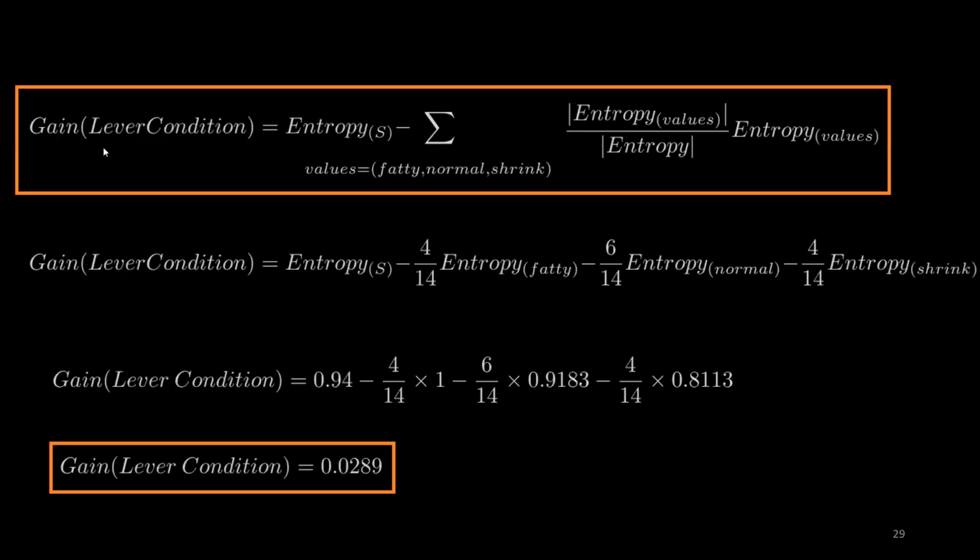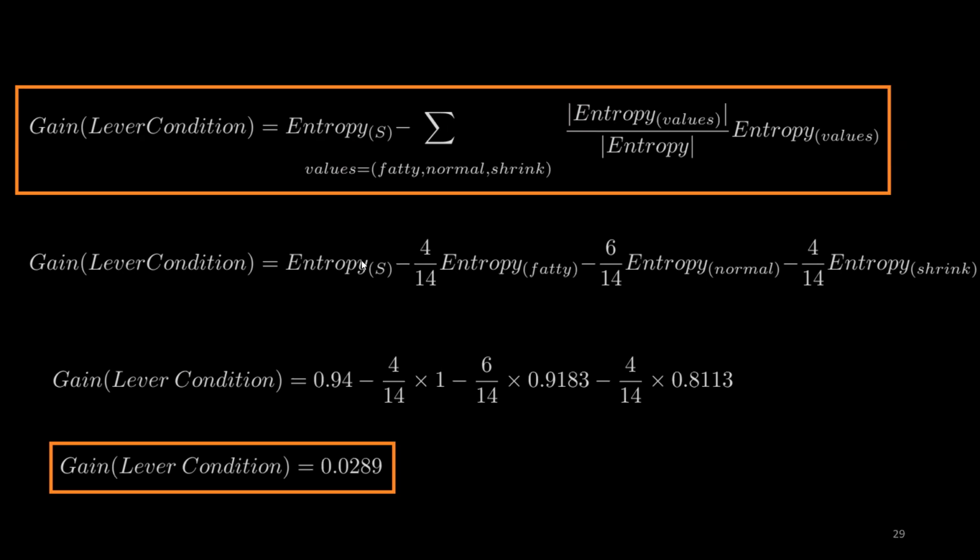Now it's time to find the weighted entropy of the liver condition. If we want to calculate the gain of the liver condition directly, we have to subtract its weighted value from the entropy S. This is the entropy S, which is the entropy of the data set, and this is our weighted value. Out of 14 samples, the word fatty appears 4 times in the column of liver condition, normal appears 6 times, and shrink appears 4 times. If I solve these 3 values, I will be able to get the weighted average. These entropy values we have already calculated.